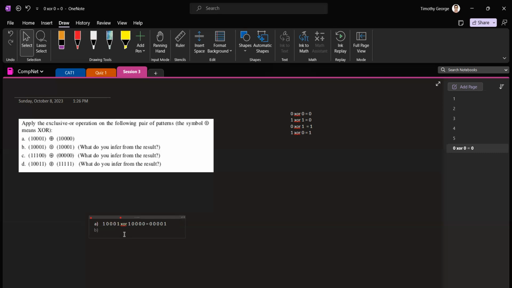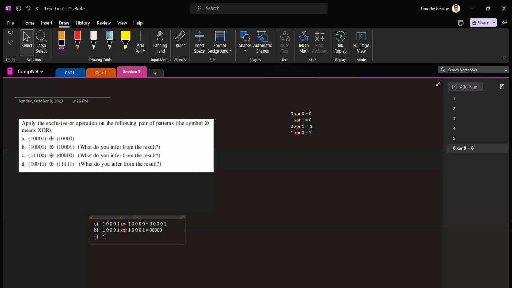P is, so you have 1 1 2 3 1 XOR 1 1 2 3 1, and it's going to be all zeros that you'll be able to see. And the inference is basically if you XOR one data with itself, your data becomes null. Your XOR value will be null, will be all zeros.